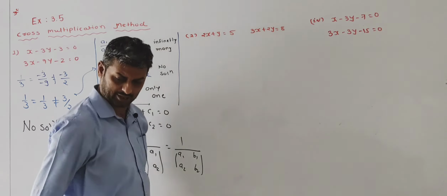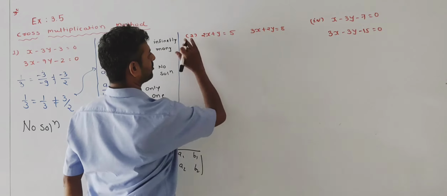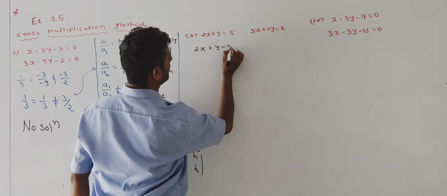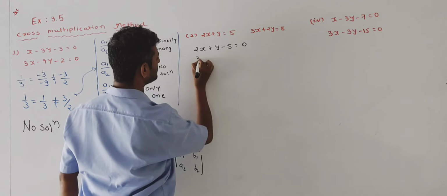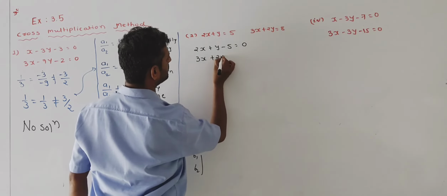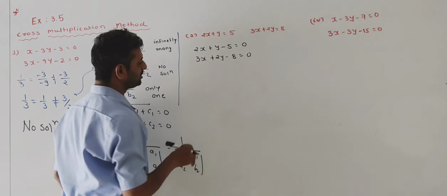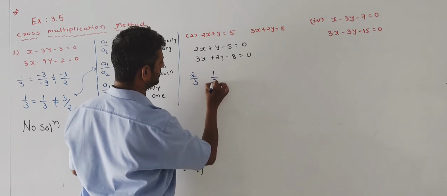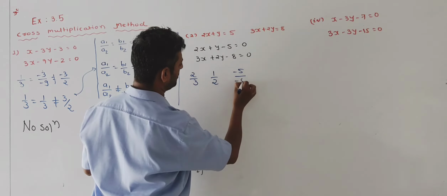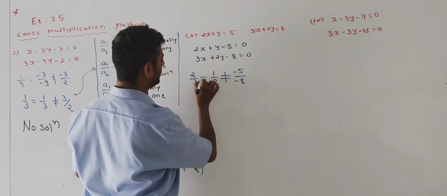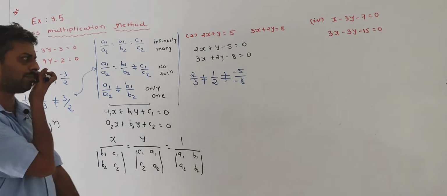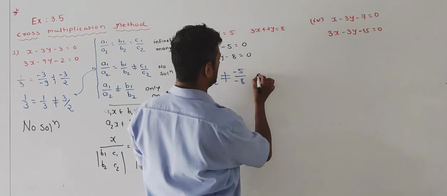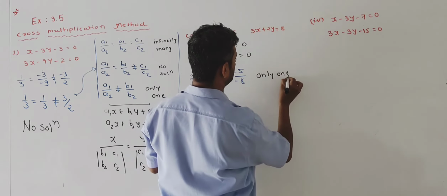Now we are going here. Here the first constant term has to come to this side. So 2x plus y minus 5 is equal to 0, 3x plus 2y minus 8 is equal to 0. This is 2 by 3, this is 1 by 2, minus 5 by minus 8, not equal. If a1 upon a2 is not equal to b1 upon b2, then only one solution is there.